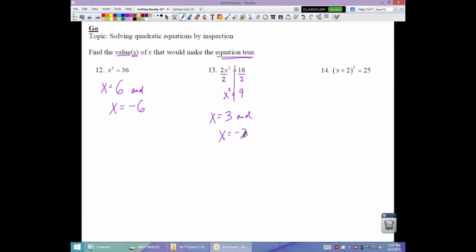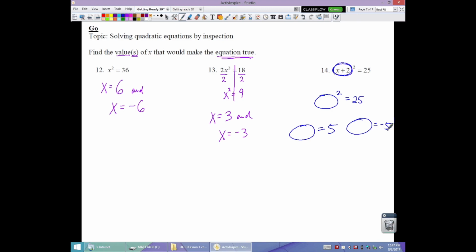Only doing those two might mislead you and make you think, oh, it's always just some number and then the opposite of that number also. Well, that's not true in something like 14, where we're squaring a binomial instead of just an x. So now I have to ask myself, what thing squared is 25? If I just imagine this as a big blank oval, oval squared equals 25. Then the oval would have to be either 5 or negative 5, right? There's your two numbers that are opposites.